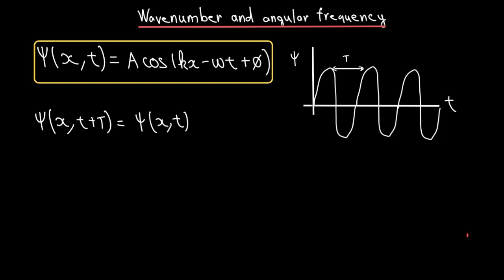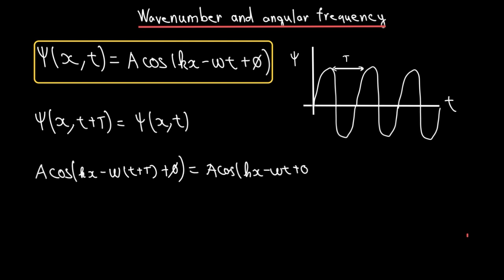And therefore, we have that a times the cosine of kx minus omega, but now the input is t plus capital T, so omega times t plus capital T, plus phi is equal to a cosine of kx minus omega t plus phi. And therefore, we have that omega times capital T is equal to 2 pi.